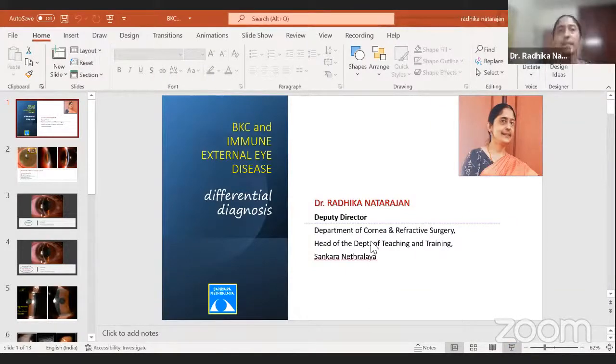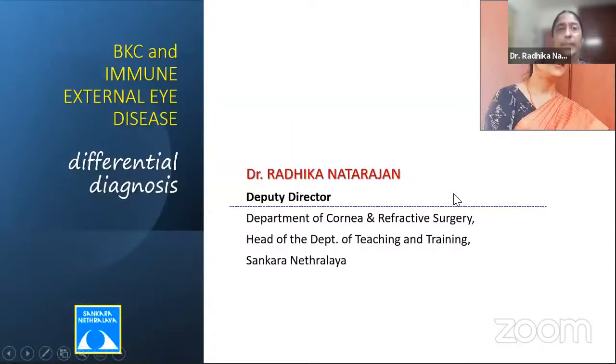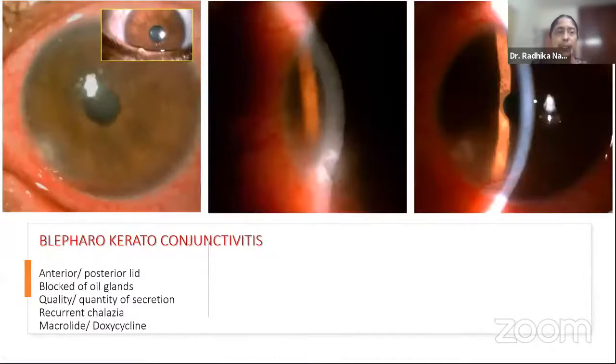I'm Radhika from Shankar Nethralaya, and I'm going to be speaking to you on blepharokeratoconjunctivitis. It's actually a case series and diseases that may look like that. So BKC can happen because of anterior blepharitis or posterior meibomitis. In the hormonally active young age group, there could be blockage of the oil glands that manifests as dandruff of the hair, acne of the face, and as meibomitis on the lash margin. Since the pathology is the same underlying the triad, all three need to be treated to get proper results.